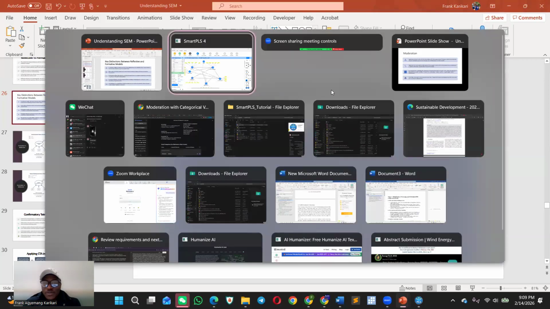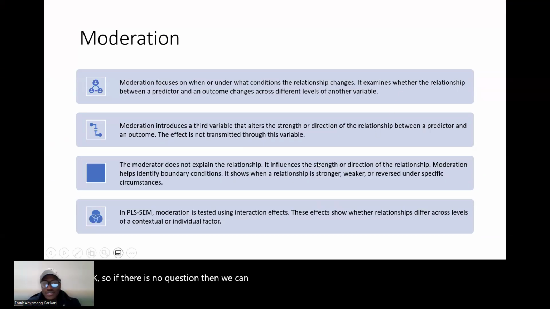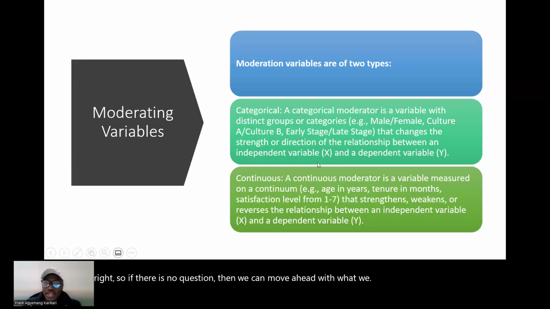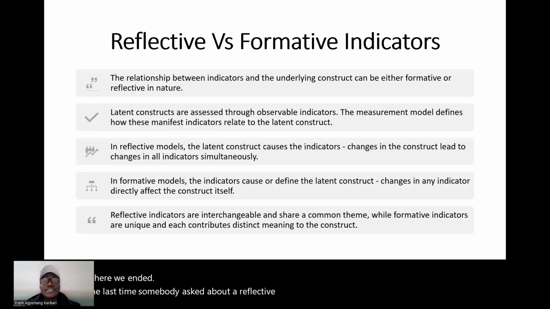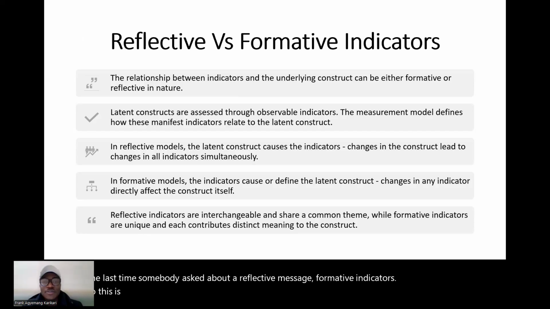Okay, so if there's no question, then we can move ahead with where we ended. The last time somebody asked about reflective versus formative indicators. Okay. So this is something that you're supposed to take notes.